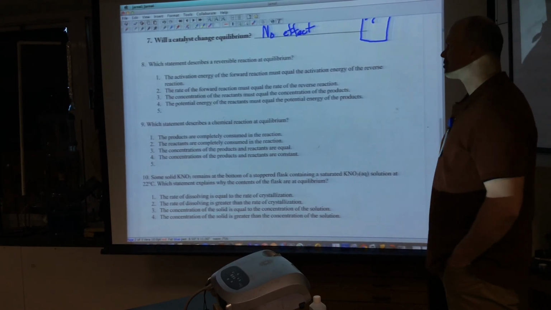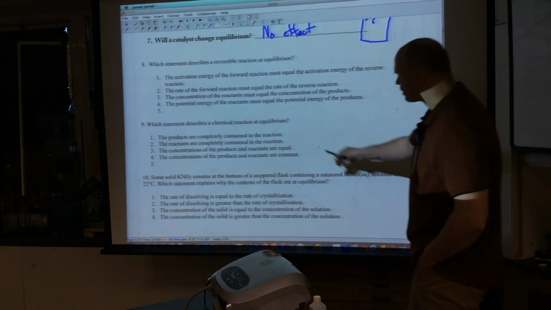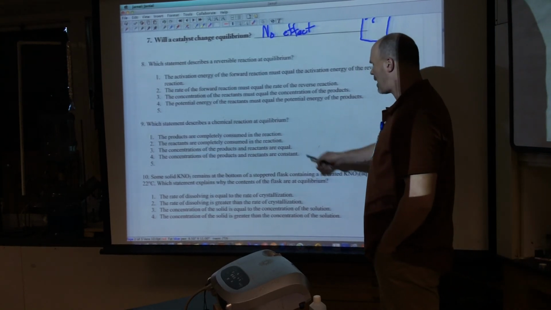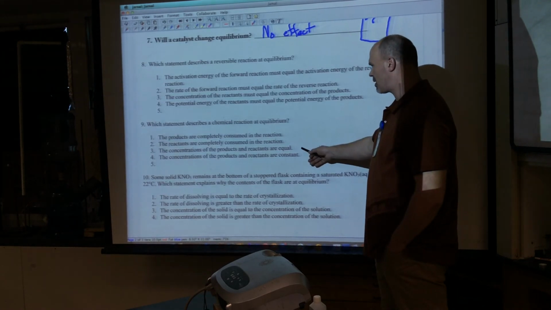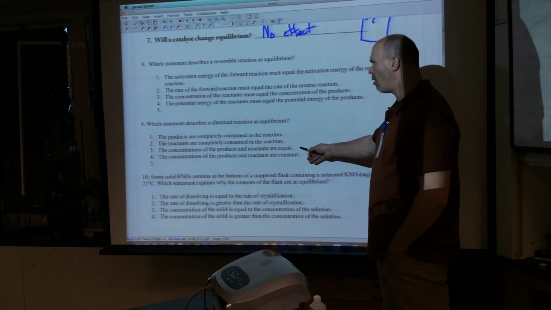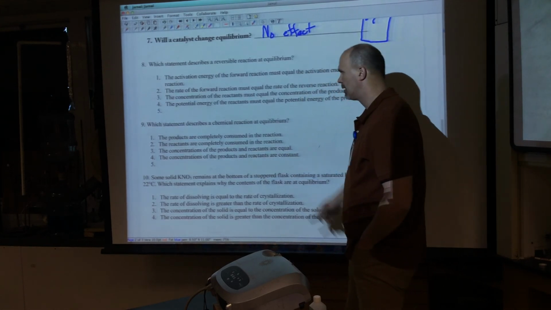Number 9, which statement describes a chemical reaction at equilibrium? The products are completely consumed. The reactants are completely consumed. The concentration of the products and reactants are equal. Is that it? No. The concentrations of the products and reactants stay constant.